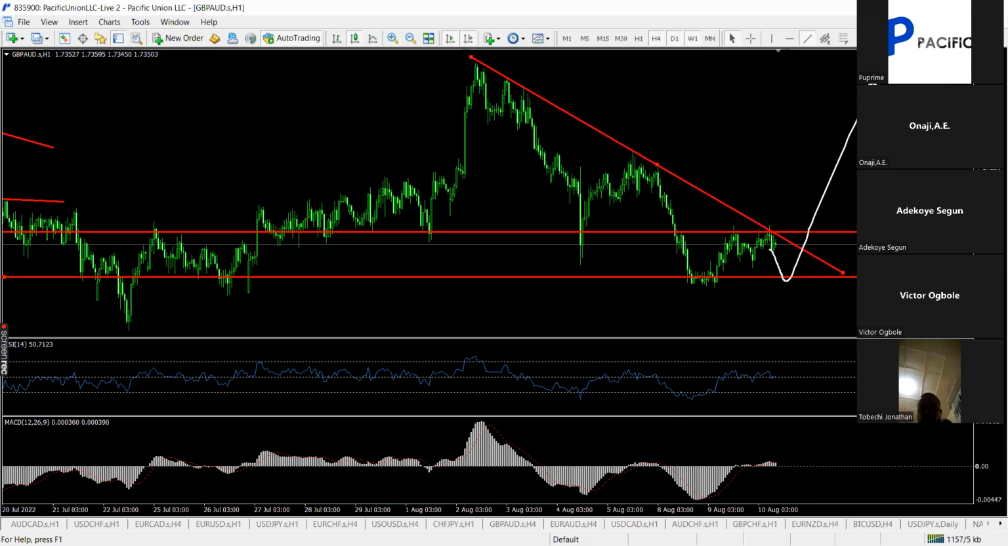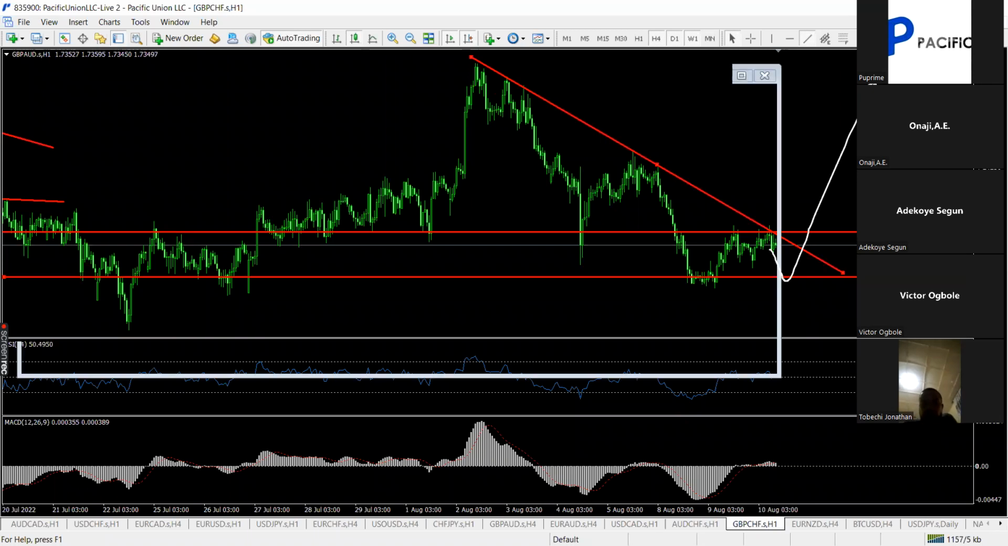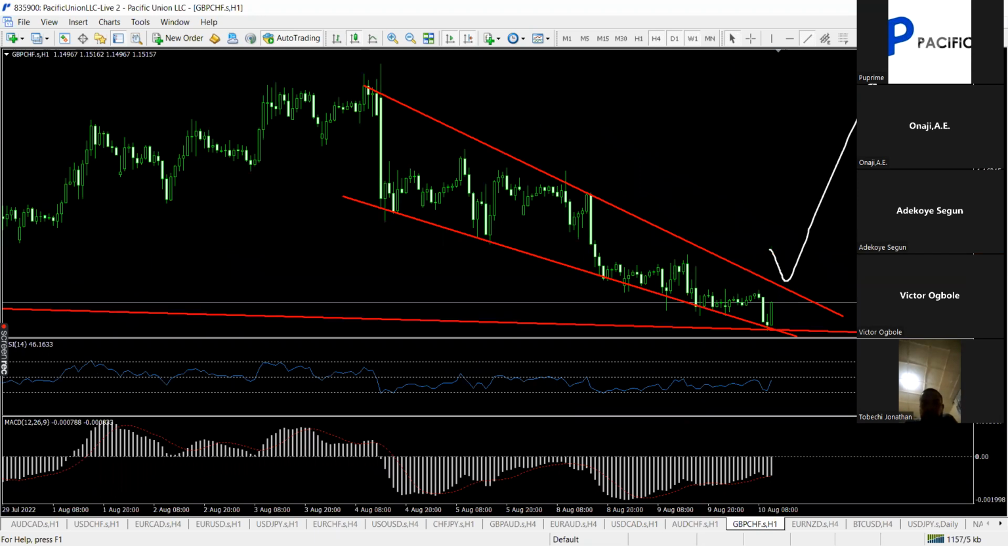That's why we always say plan your trade and trade your plan. If your plan is not working, if you're not seeing it on the chart, stay out. When you stay out, you are not losing. In fact, you are protecting your capital when you stay out of the trade. So don't be in a hurry to want to trade all the time.